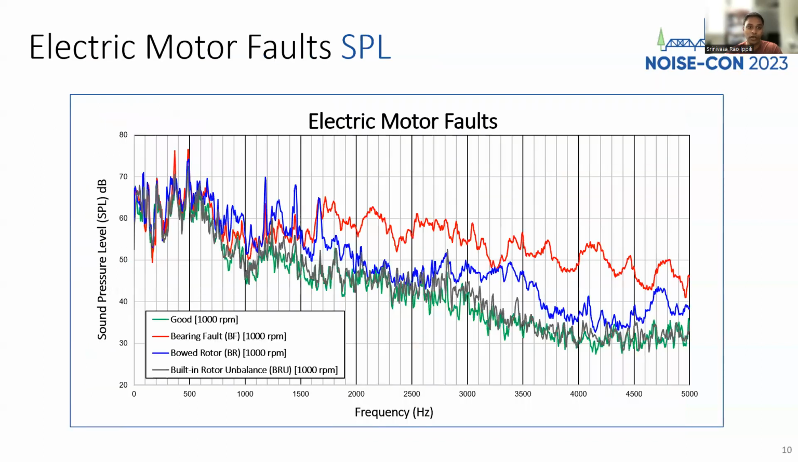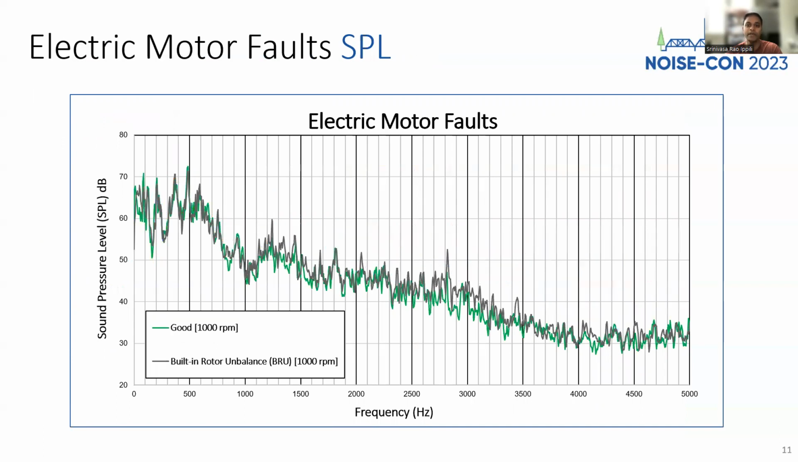Let me present to you some background on how these electric motors with inbuilt seeded faults compared against one another in various domains. The plot shown here is a comparison of sound pressure level of all the motors when running at 1000 RPM. However, if we compare just the good motor and the motor with built-in rotor unbalance, we can observe that they look very similar to each other.